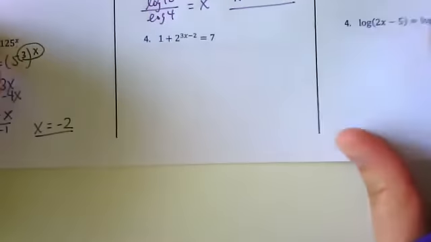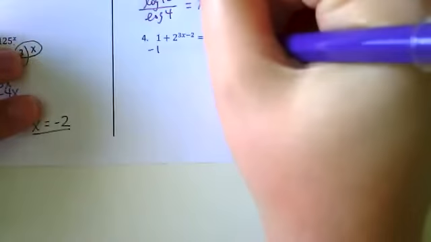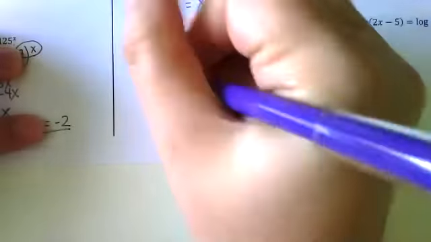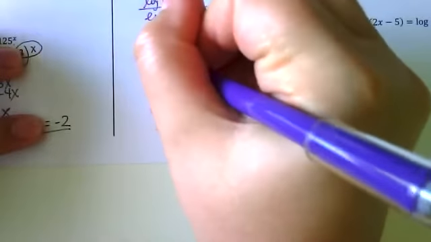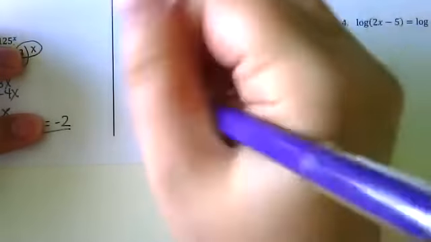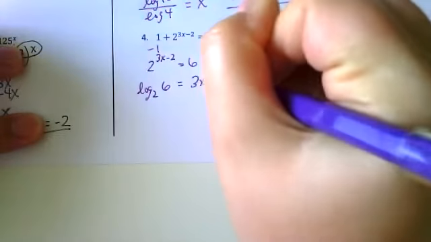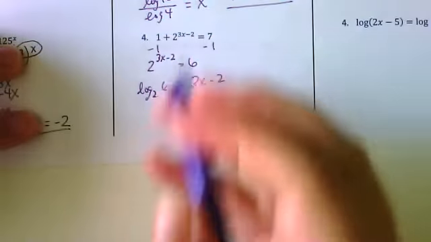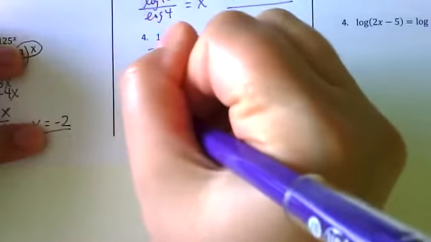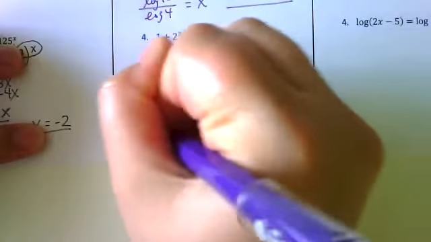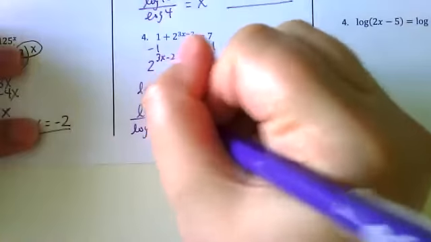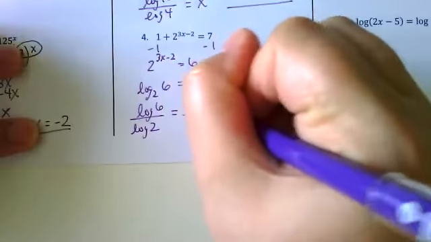Question number 4, very similar. You're going to subtract 1 from both sides. I've got 2 to the 3x minus 2 equals 6. I'm going to rewrite it. Log base 2 of 6 equals 3x minus 2. Do your change of base formula here. Log of 6 divided by log of 2. Remember, you are not rounding until the very, very end.